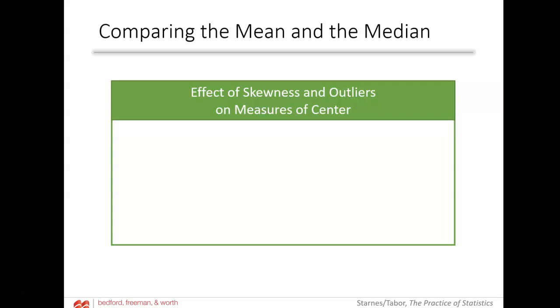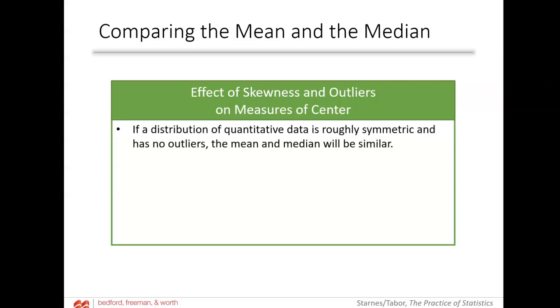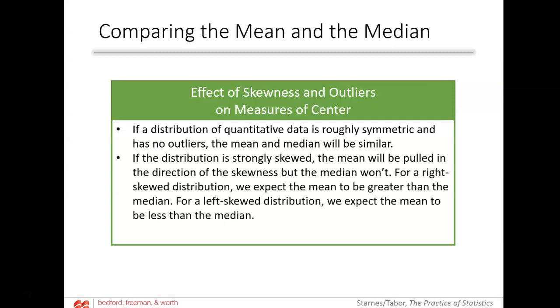All right, the effect of skewness and outliers on measures of central tendency. If a distribution of quantitative data is roughly symmetric and has no outliers, the mean and median will be the same. Okay, so if you have symmetric data, no outliers, but we did see that one case where there appeared to be outliers, but they were canceling each other out, we still call that symmetric. So the mean and median were the same. If the distribution is strongly skewed, the mean will be pulled in the direction of the skewedness, but the median will not because the median is resistant. So for a right skewed distribution, we expect the mean to be greater than the median. For a left skewed distribution, we expect the mean to be less than the median.